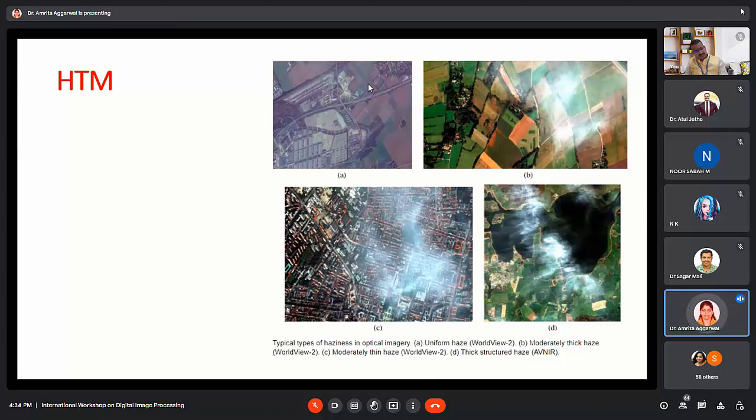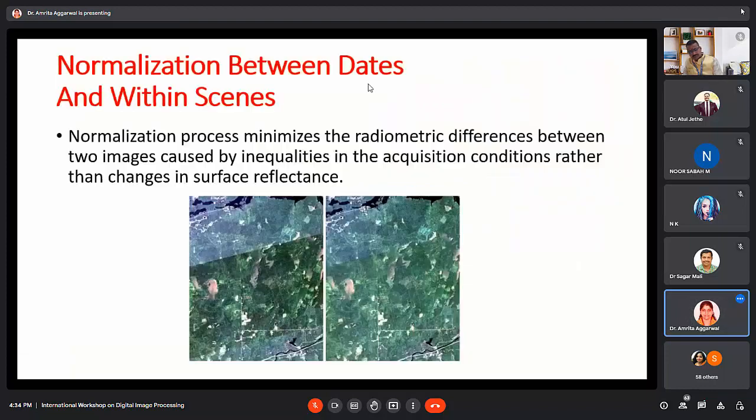But suppose the object is entirely hidden due to haze, then in that case, you have to remove the haze with the help of a model. Now, the third error and correction is that when you do land use land cover analysis, when you do analysis of changes in the soil, when you do water level analysis, hydrological analysis, etc.